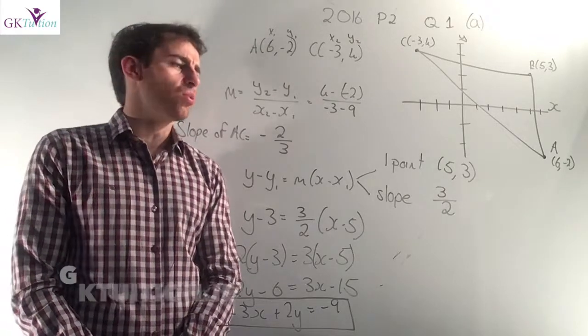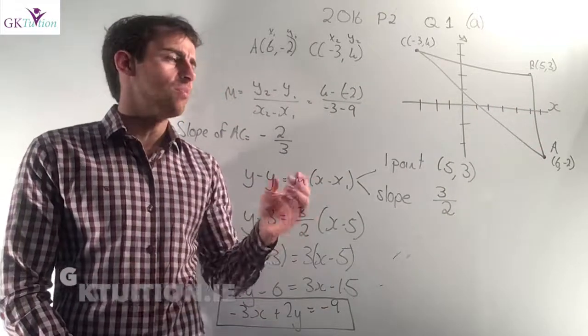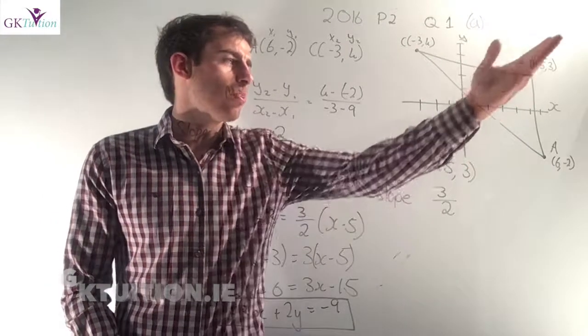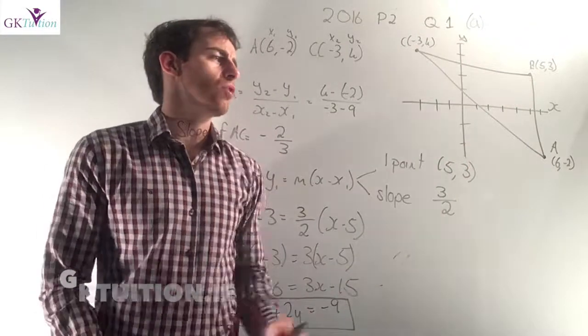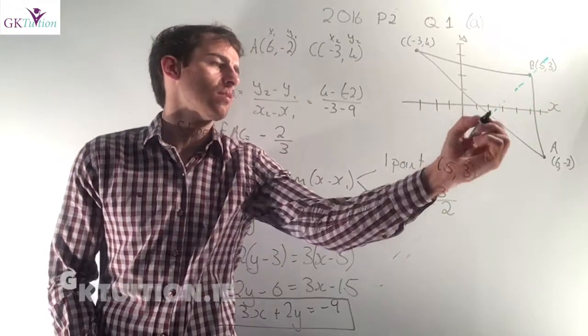In this question we're given the coordinates A, B and C, and we're quite simply asked to find the equation of the line that goes through B and is perpendicular to AC. So it goes through B and is perpendicular to AC, okay?